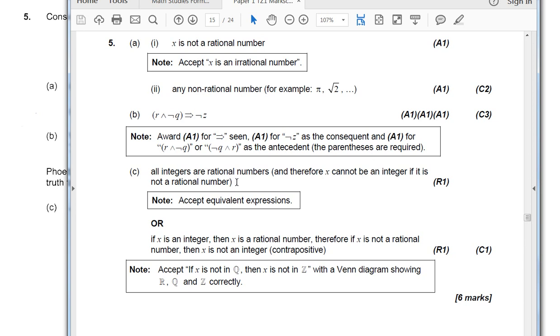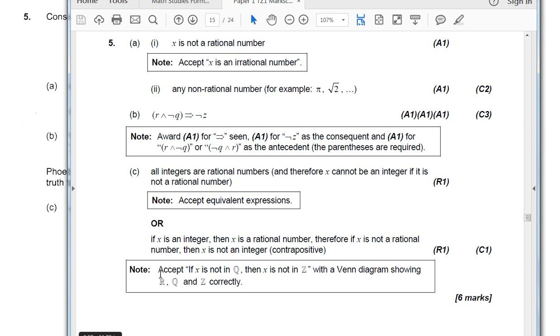So the last one where we had to explain Phoebe's claim, it says all integers are rational numbers, and therefore x cannot be an integer if it's not a rational number. Okay, or something else equivalent. Or if x is an integer, then x is a rational number. Therefore, if x is not a rational number, then x is not an integer. The contrapositive. I don't know if I'd come up with that one. That one's a fairly tricky one.